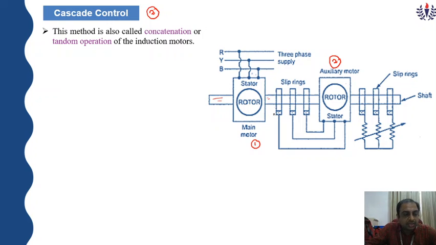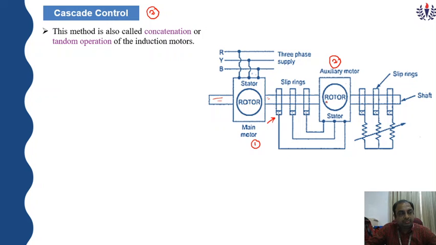Okay, this is a shaft, and one of the two motors must be slip ring type. This motor has a slip ring, and these are the brushes. The motor that carries the slip ring is called the main motor.